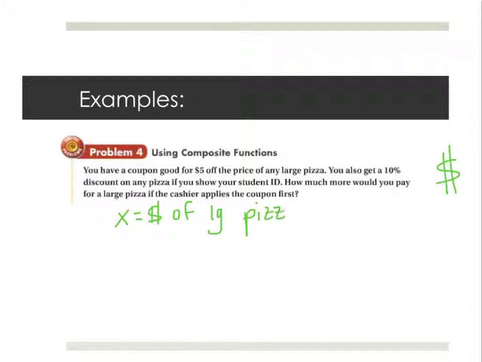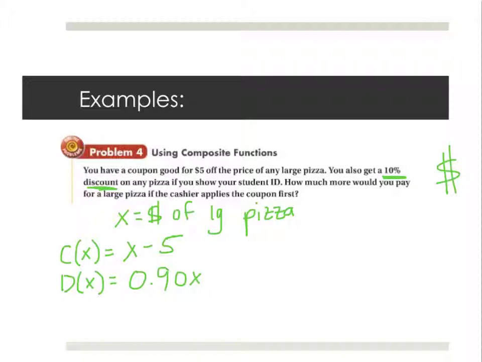And we're going to write two functions. We have the coupon function and we have the discount function. The coupon function is $5 off, so that's x minus 5. The discount function is whatever we would be paying for the pizza. Now, if you save 10%, then you're paying 90%. So there you have the two functions that we would need.